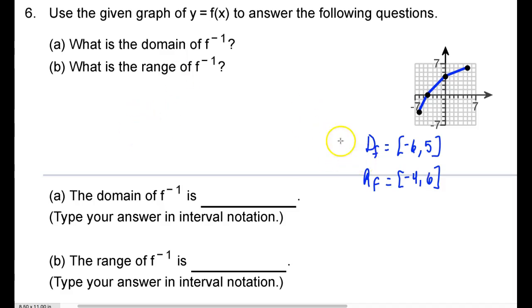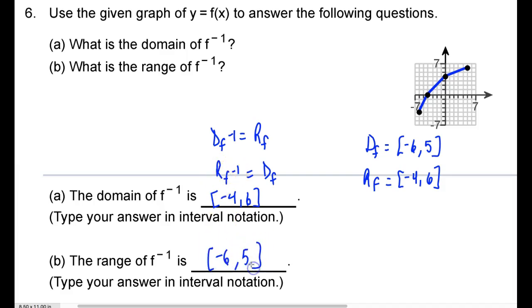So we know that if this is true, then if we're talking about the domain of the inverse, that's just going to be the same as the range of the original function. And if we're talking about the range of the inverse, that is the same as the domain of the original. So here, the domain of the inverse is the same as the range of the original, which is from -4 to 6 with brackets, and the range of the inverse is the same as the domain of the original, which is from -6 to 5.